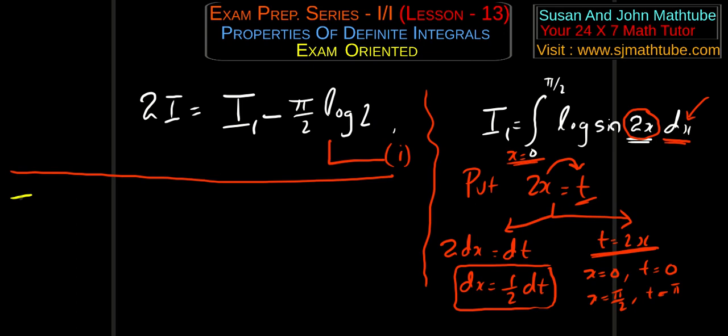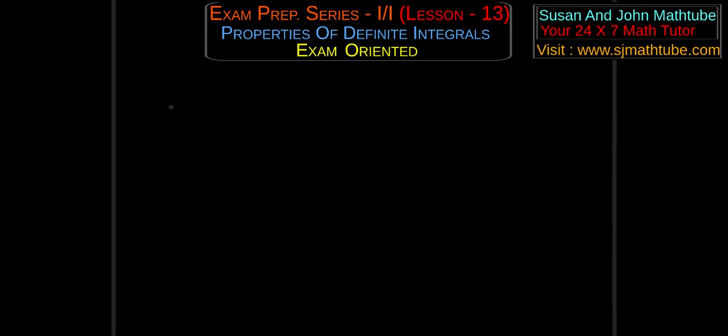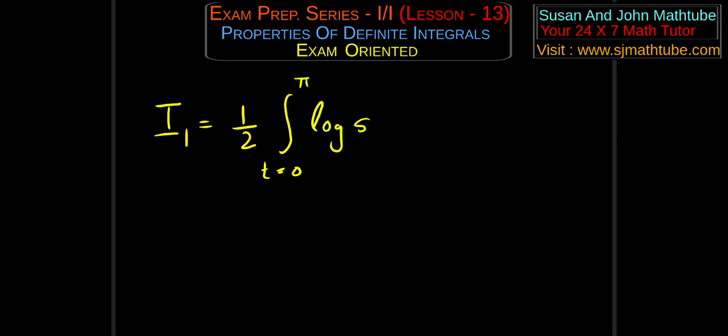Okay, so let's substitute right here. And I get I1 is equal to integral t equal to 0 to pi log sine t, and this becomes 1 by 2 dt. Okay, so in the next line, I'm going to write this as 1 by 2 integral t equal to 0 to pi log sine t dt. Now we have to discuss one small property.